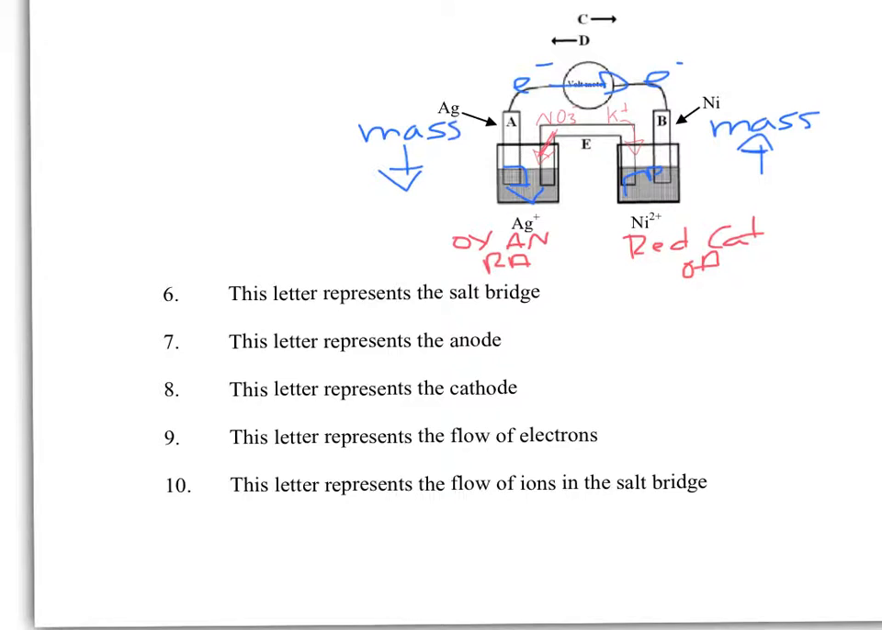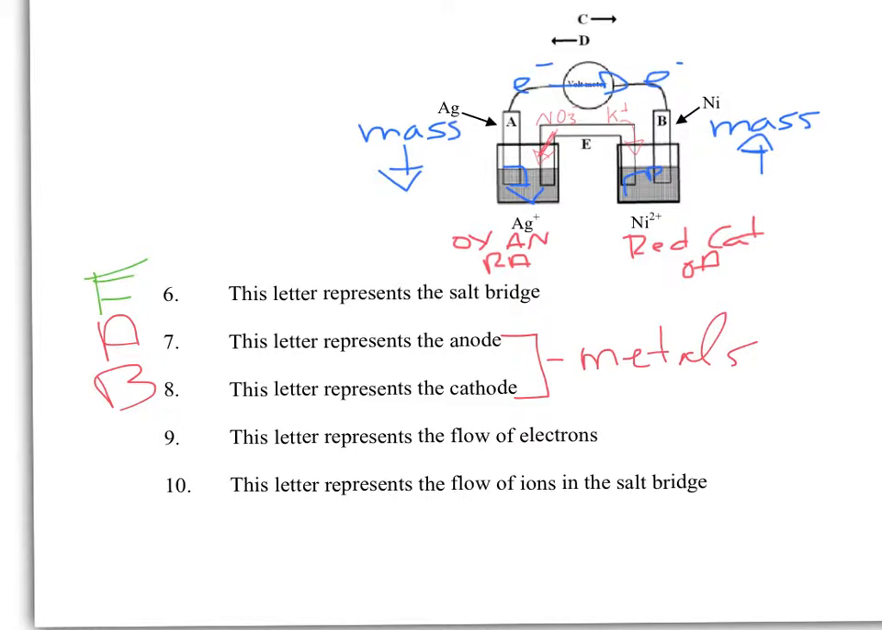This letter represents the salt bridge. That's easy. E. This represents the anode. Remember, listen, anode and cathode are metals. Be very aware. If it says what is the anode or what is the cathode, it's actually referring to the piece of metal, not the beaker, not the solution. So we know it is A. We know that the cathode is B.